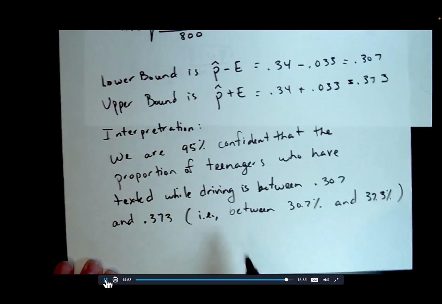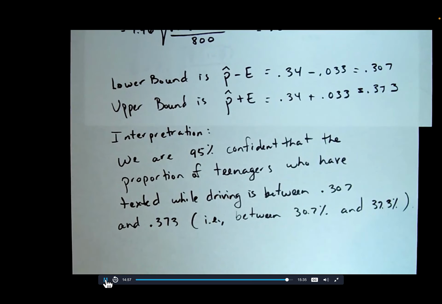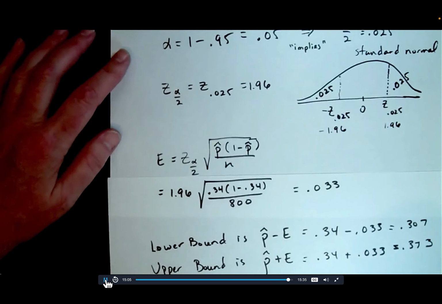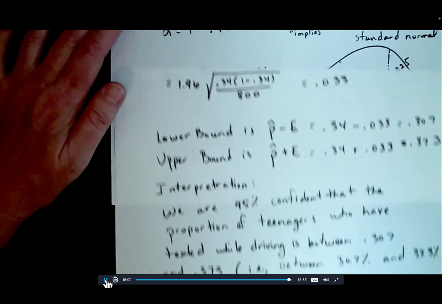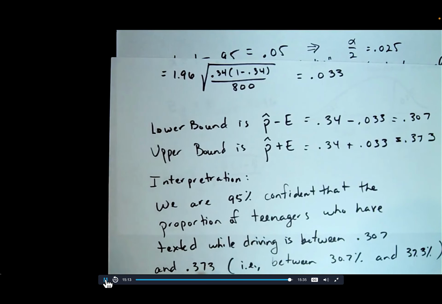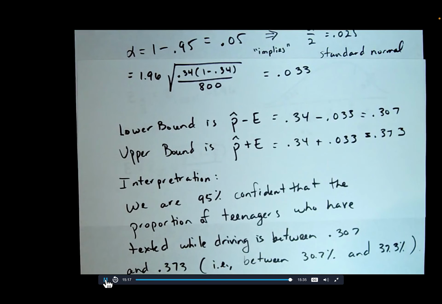Again, remember, that does not mean that there's a 95% probability that the actual proportion is between these two numbers. What it means is that if we used this same method of setting up the confidence interval, then 95% of the time the confidence interval is going to contain the true proportion. That's what 95% confidence means.